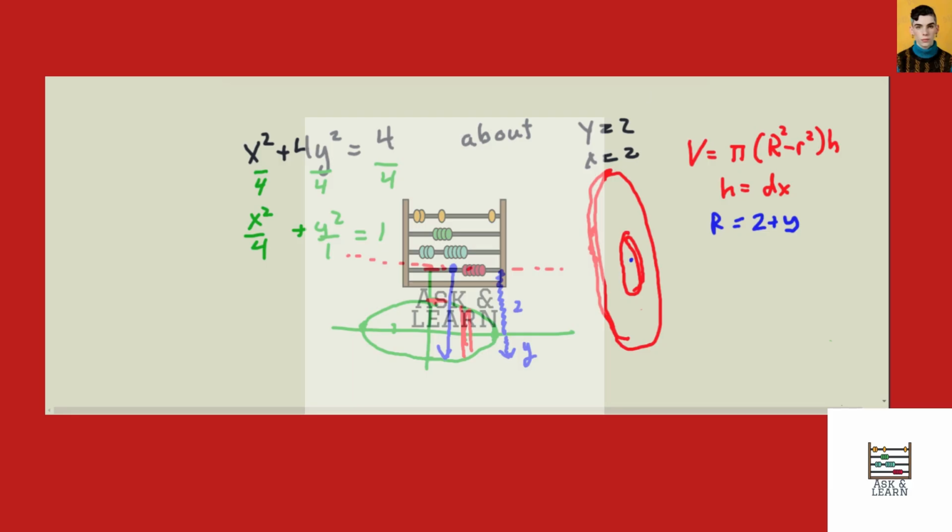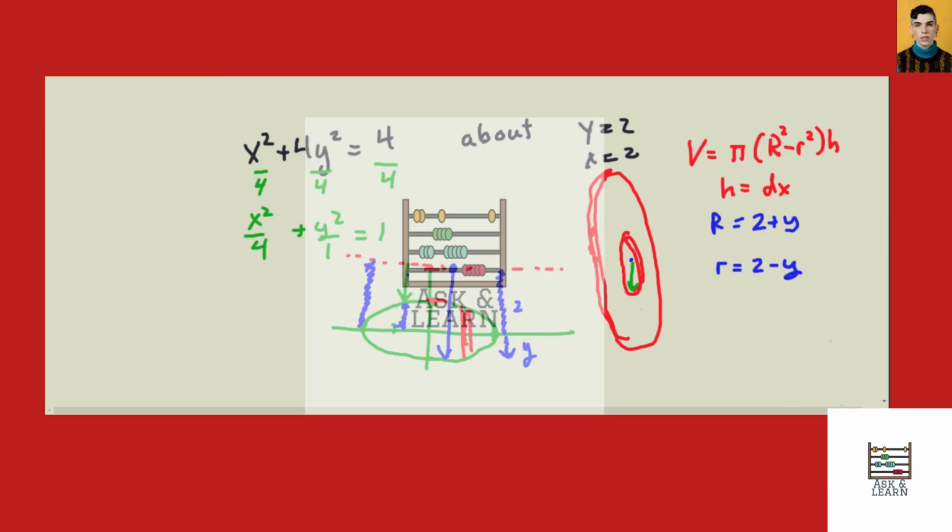And then little r is the distance from the center to that edge of the hole, which is right here. We know that one is also 2, but this time it's minus that y value, because it's the difference between those two. Or this green arrow plus this blue squiggly add up to this blue squiggly. So little r is 2 minus y.